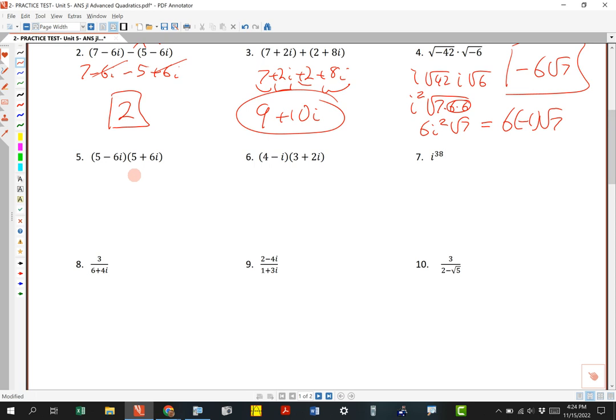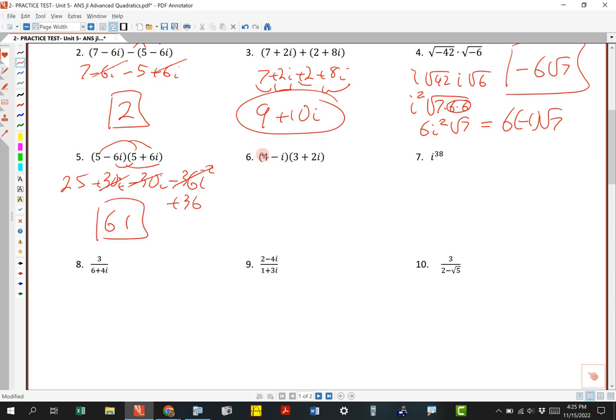Now we're going to start doing some multiplication problems here. So I'm going to multiply here and here. That's going to be 25 and then plus 30i. Multiply here and here. So that's going to be a minus 30i and then minus 36i squared. These are opposites from each other, so they cancel each other out. So I've got a 25, and then i squared counts as a negative 1. So if I've got negative 36i squared, that's going to count as a plus 36. So that means I can add the two of those together, and I end up with 61.